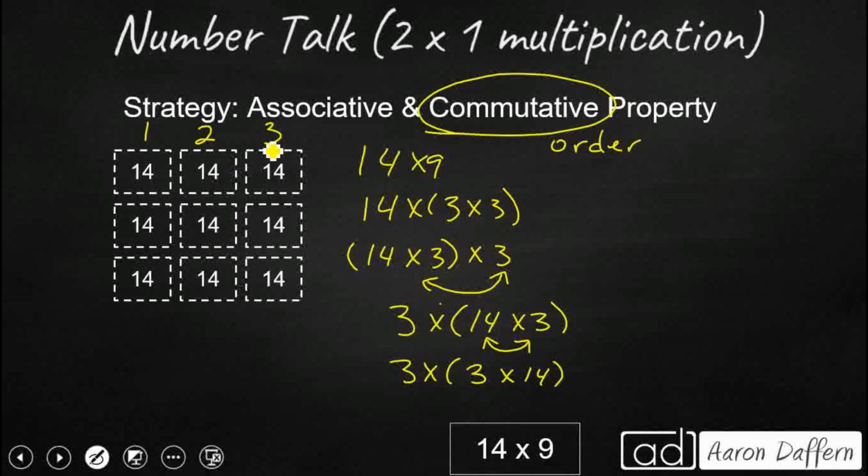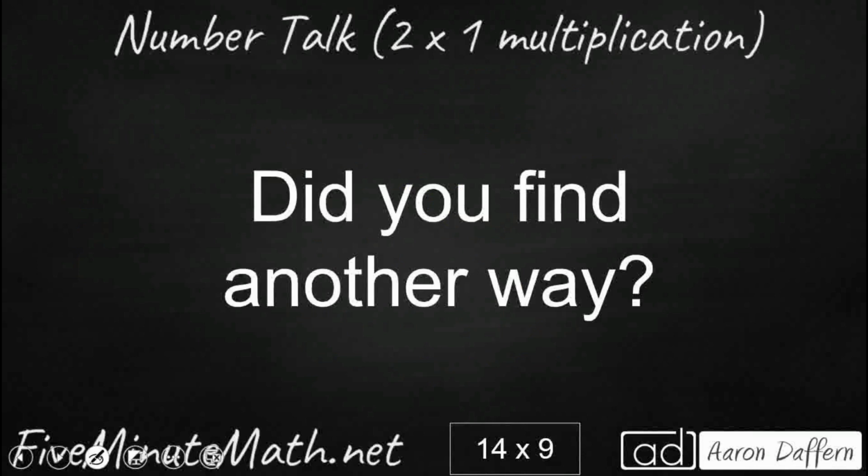So 2 14s is going to get me 28. And then I'm going to get 42 if I get 3 14s. And now I've got 3 of those groups right there. So I've got 42, 42, 42. And guess what that gets me? 126. So these are just a few ways that we can solve 14 times 9.